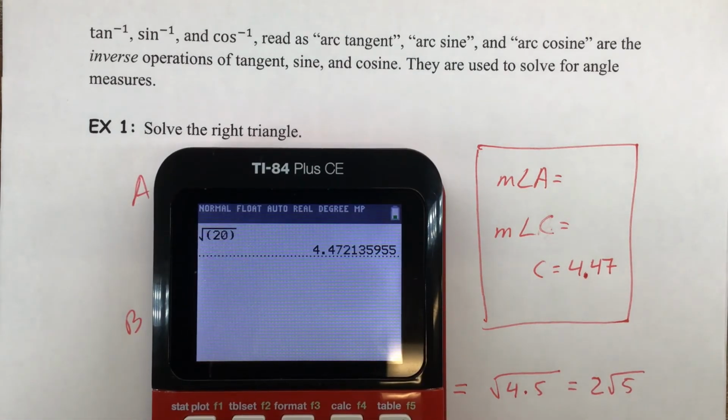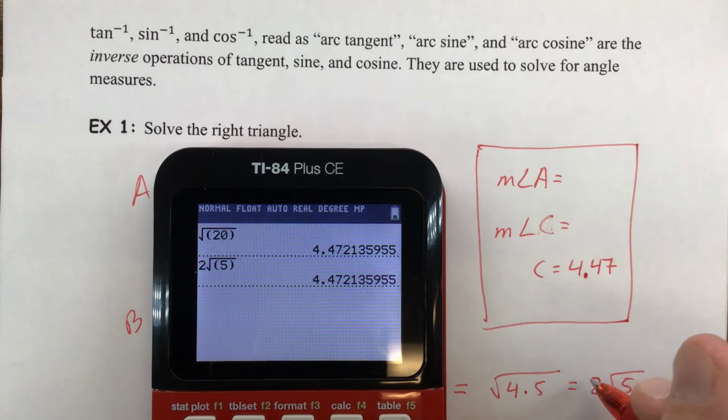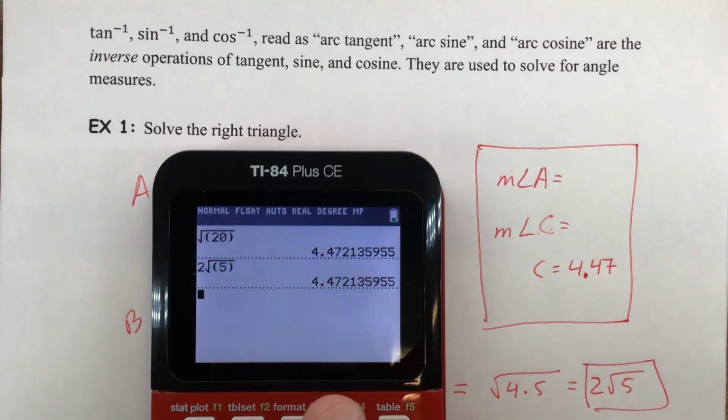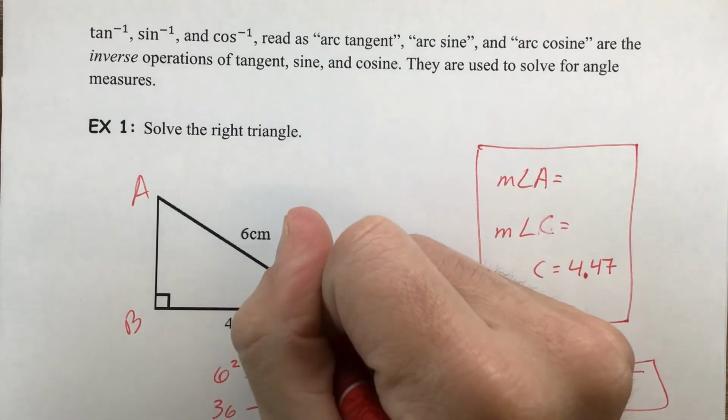So let me type that in real quick. We got 2 square root 5 is exactly the same thing. So that answer would work as well. This would be a perfect answer. This will be okay right now as an approximate answer. So the big thing that we need to look at now is how to solve for angle measurements. Let's go ahead and start with angle C here.